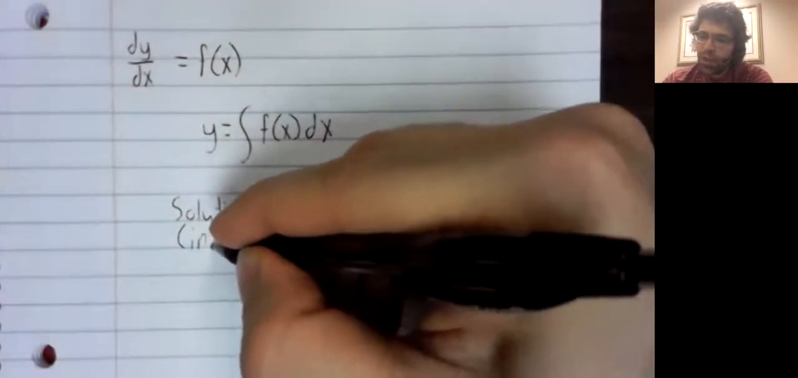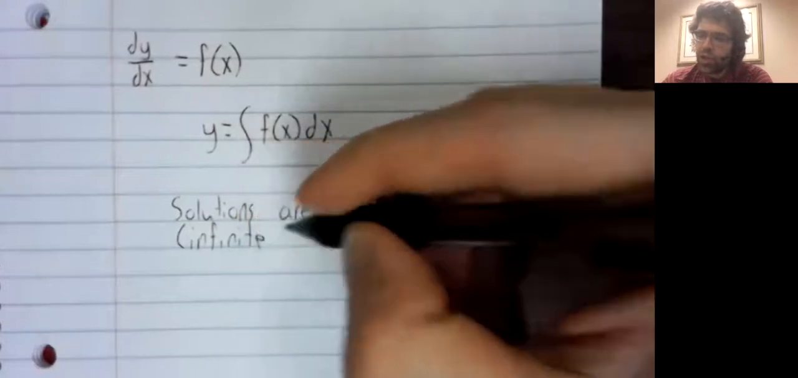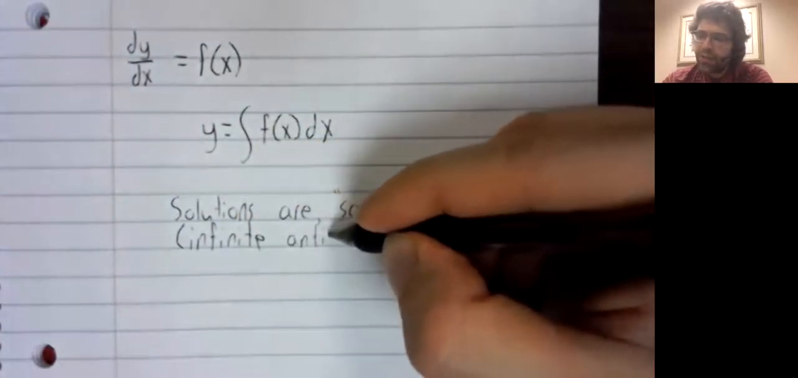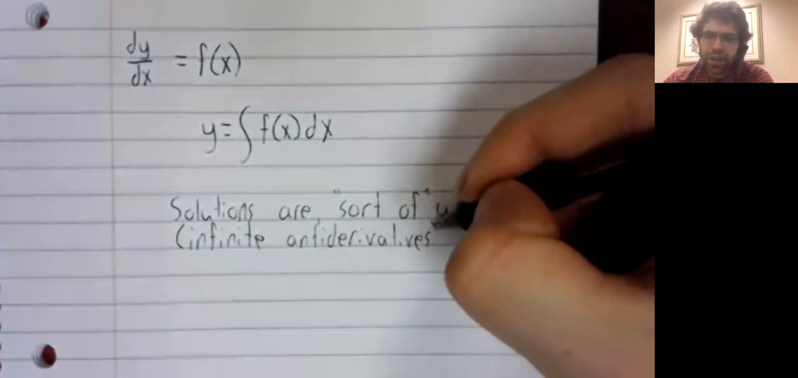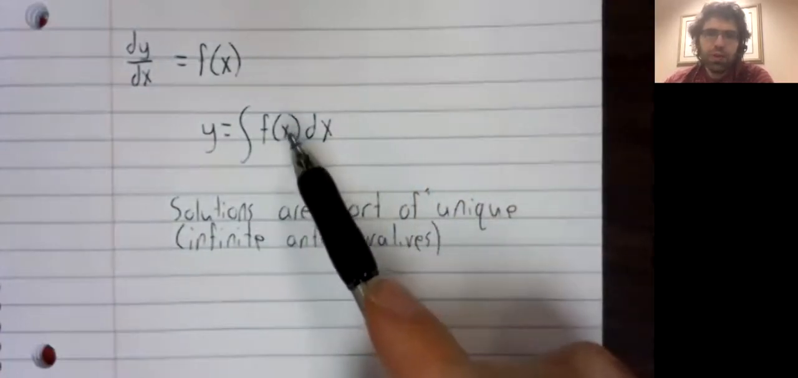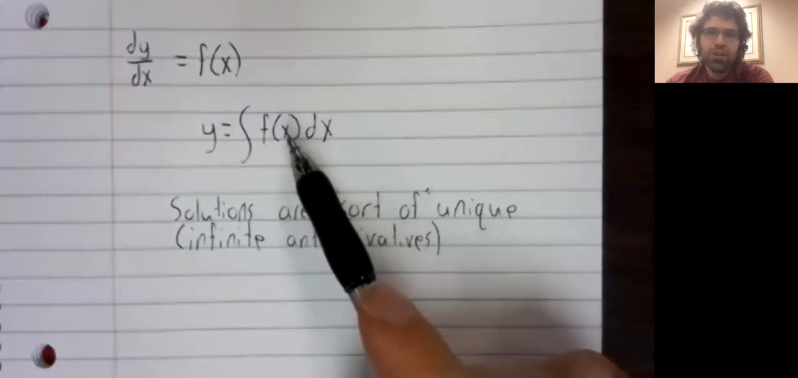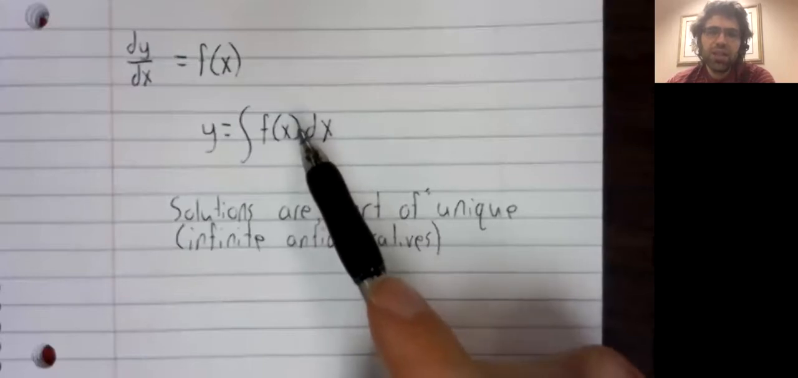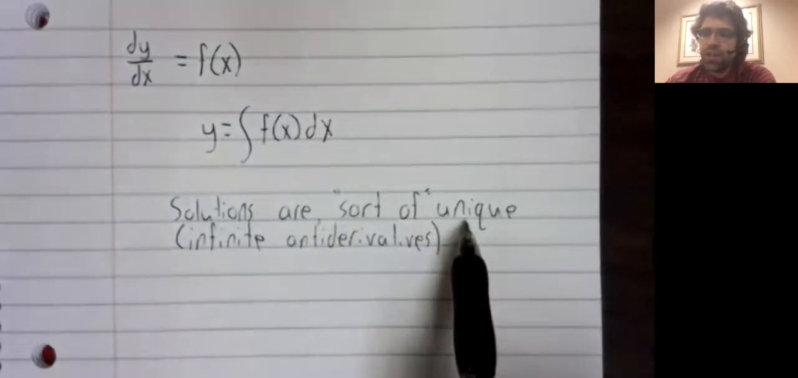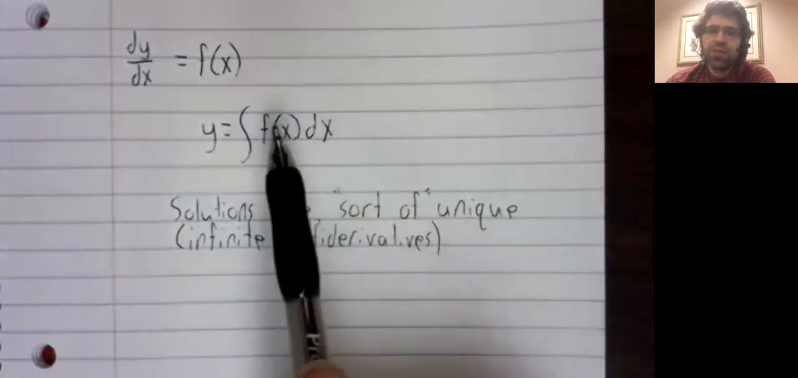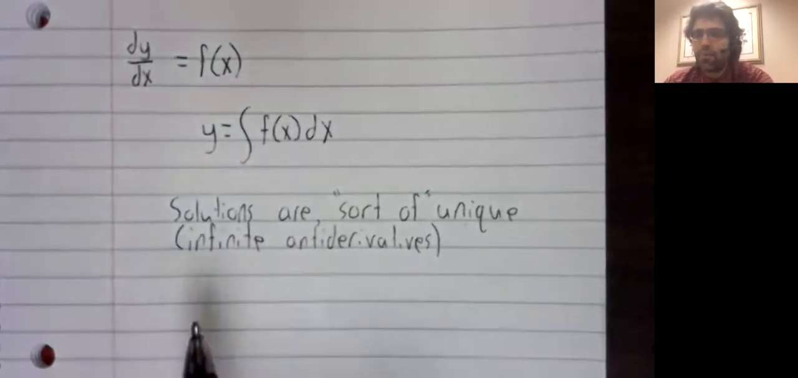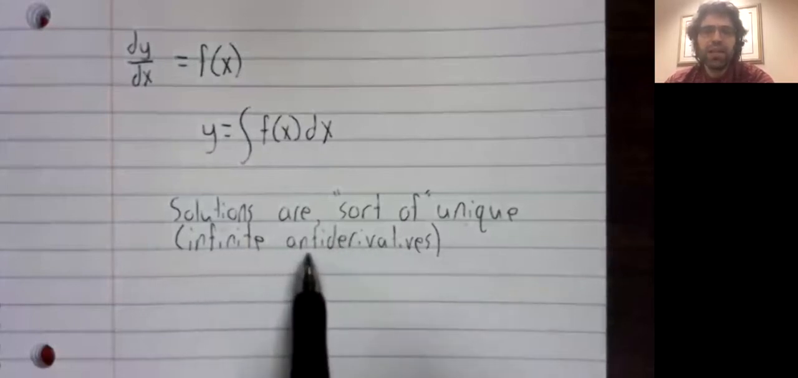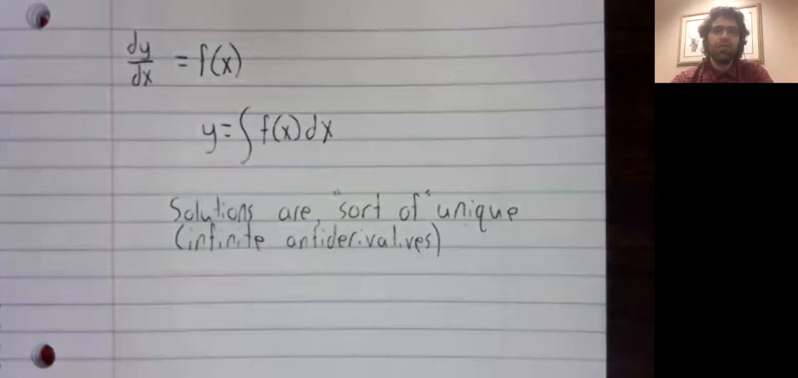But remember that a continuous function has infinitely many antiderivatives. If you compute this integral, you'll have a constant of integration plus c. So they're unique. Solutions are unique in the sense that they all look like this, but there are infinitely many of them in the sense that there are infinitely many antiderivatives, all varying by a constant.